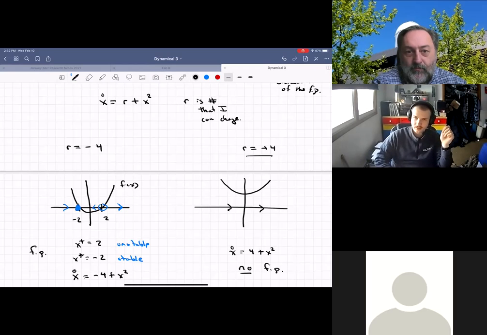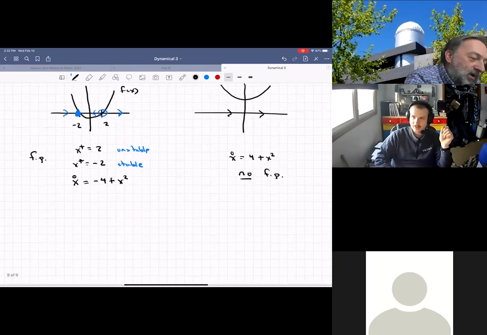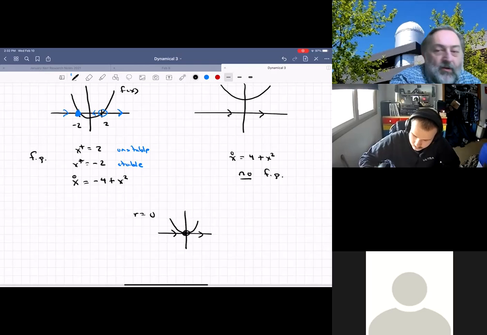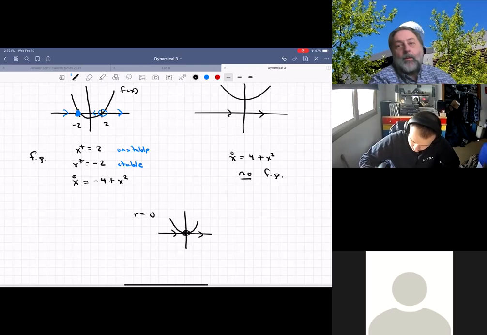And then r equals 0 would be the semi-stable place where, yes, at r equals 0, now the flow looks like this. The flow would be like that again, but I'd have some sort of half stable fixed point here.